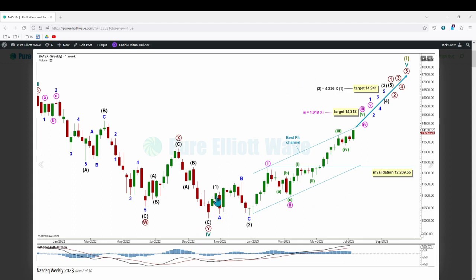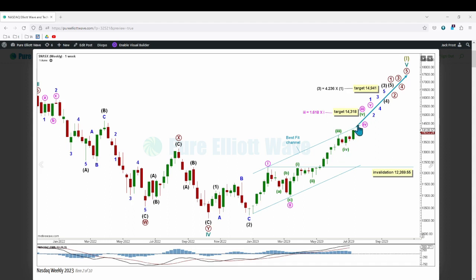Now within cycle wave 5, intermediate waves 1 may be over here and 2 over here, subdividing as an expanded flat. This Elliott wave count expects minute 3 within minor 1 of intermediate 3 to move price a bit higher, with minuet waves 3 and 4 over here.